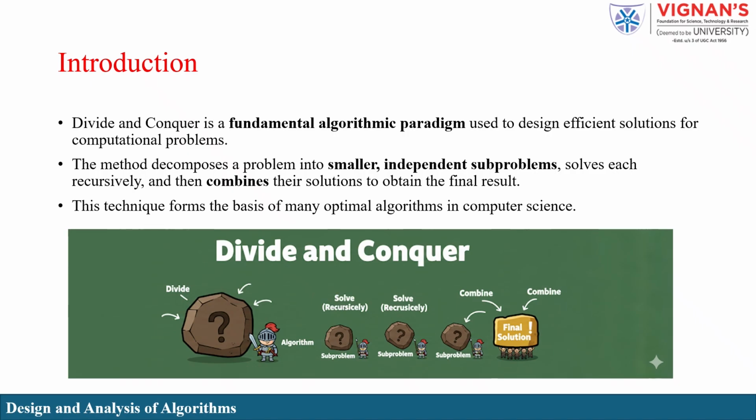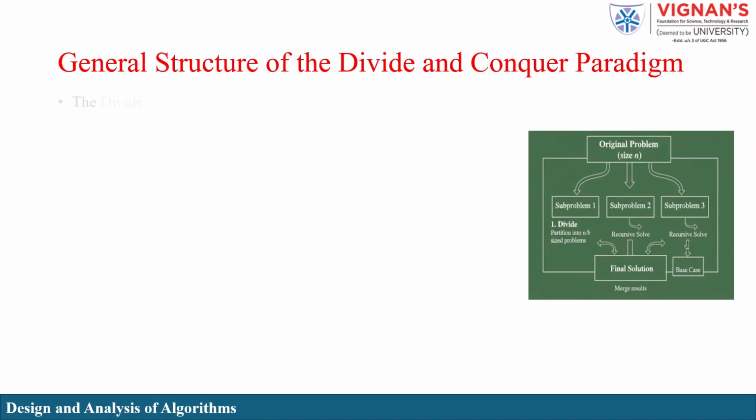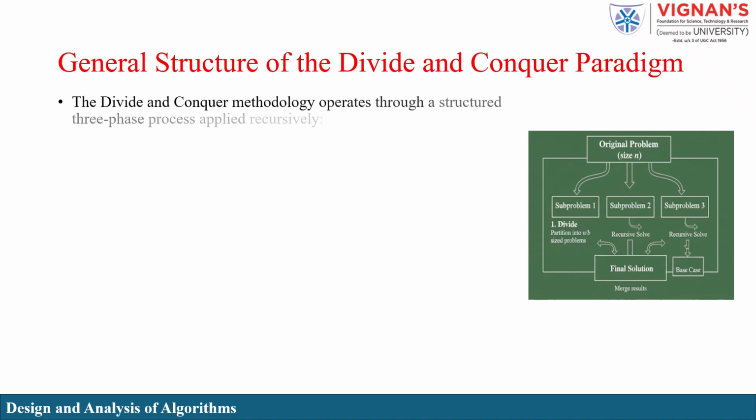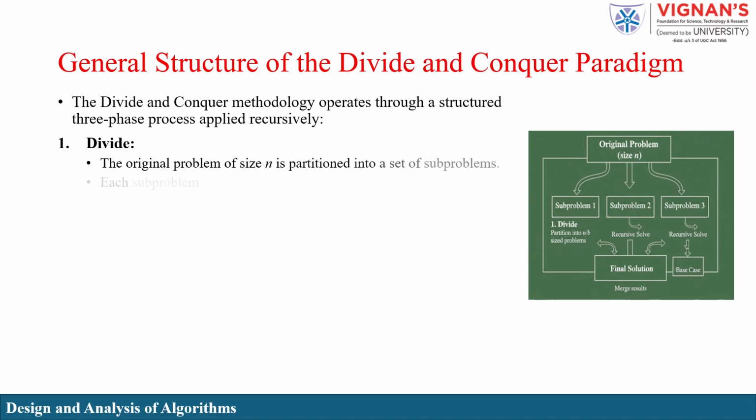binary search, and more. The divide and conquer methodology operates through a structured three-phase process that is applied recursively. The first phase is divide. In this phase, the original problem of size n is partitioned into smaller subproblems. Each subproblem typically represents a reduced instance of size n divided by b, where b is greater than 1.